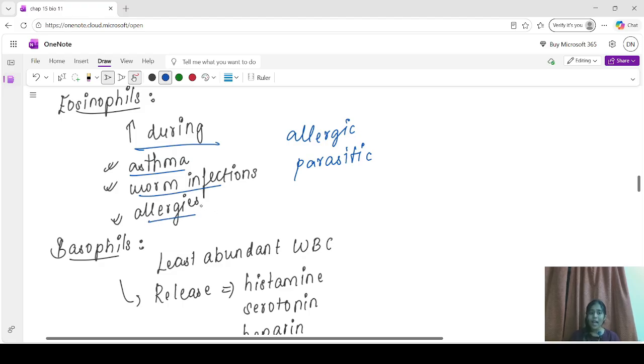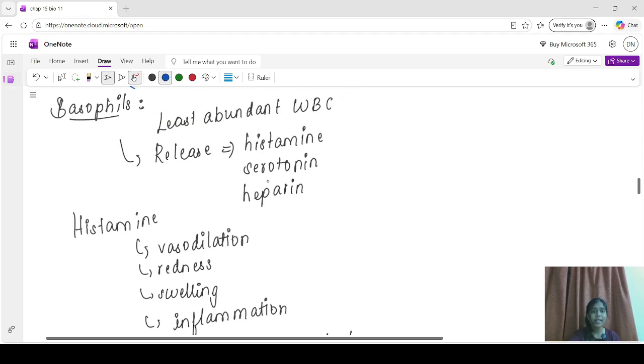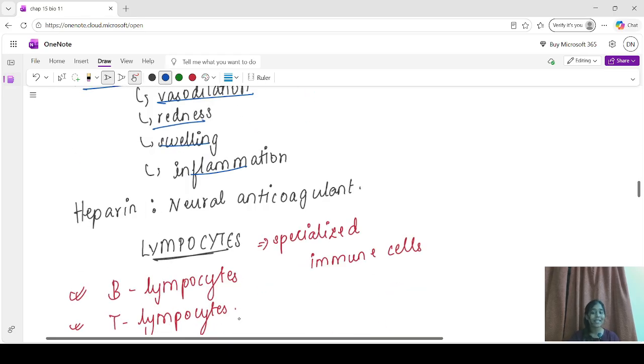So with that, we can understand that we are diagnosed with any type of disease that we have mentioned here. And then comes the basophils. Actually, basophils are the least abundant WBC, and they release histamine, serotonin, and heparin. Now let us look at what histamine is. Histamine causes vasodilation, redness, swelling, and inflammation, and it is responsible for many allergic symptoms.